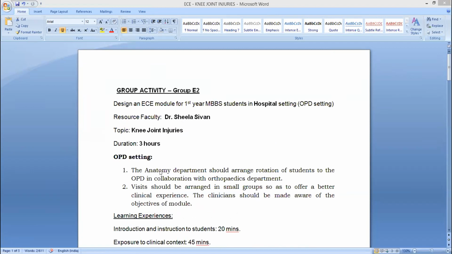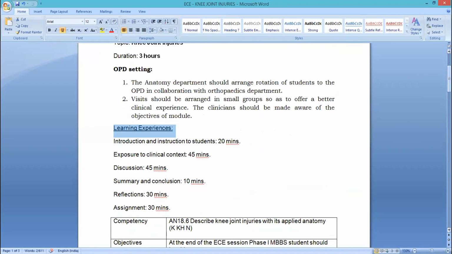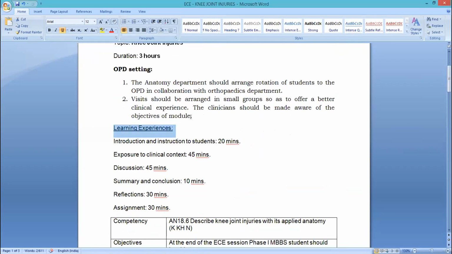The anatomy department in collaboration with the orthopedic department will be presenting. Visits should be arranged in small groups so as to offer a better clinical experience. The clinicians should be made aware of the objectives of the module. Learning experiences: introduction and instruction to the students 20 minutes, exposure to clinical context 45 minutes, discussion 45 minutes, summary and conclusion 10 minutes, reflections 30 minutes, assignment 30 minutes.